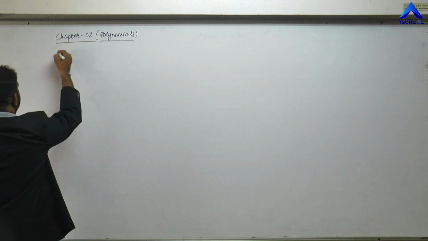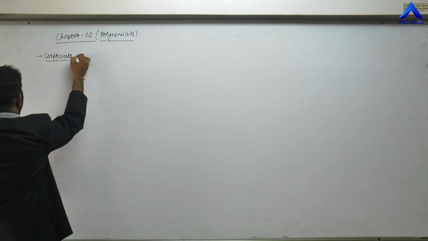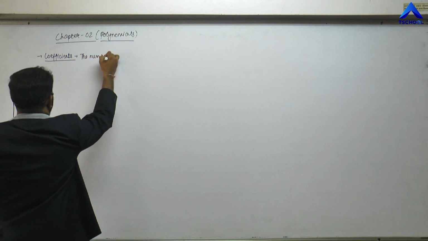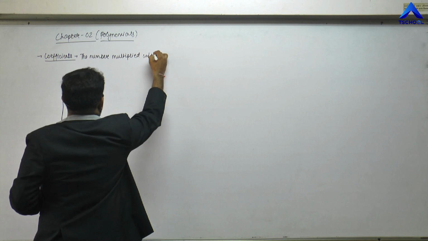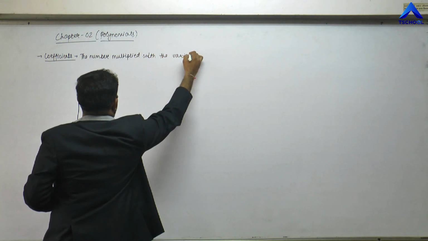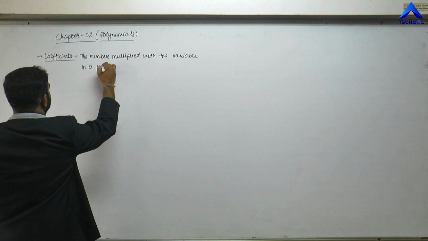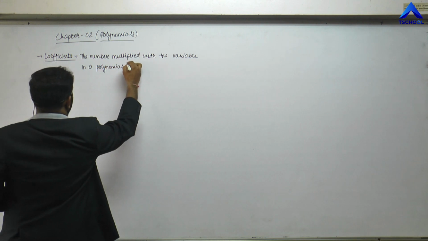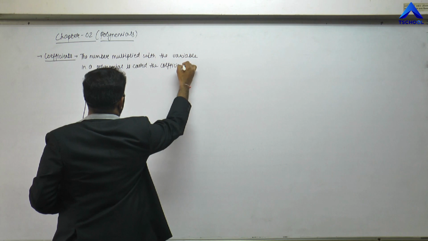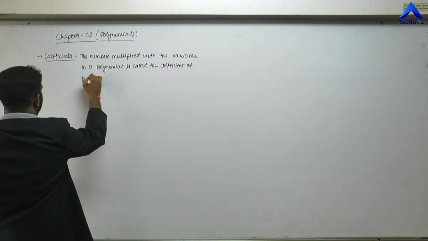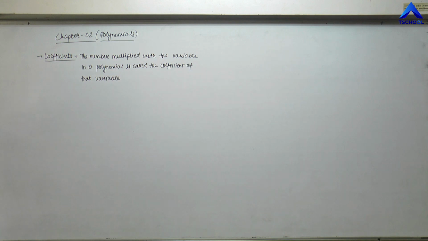Coefficients. The number multiplied with the variable in a polynomial is called the coefficient of that variable. Right? It is known as the coefficient of that variable.